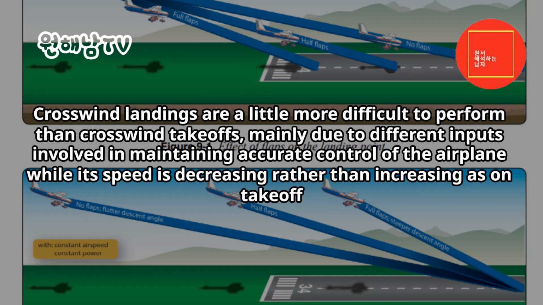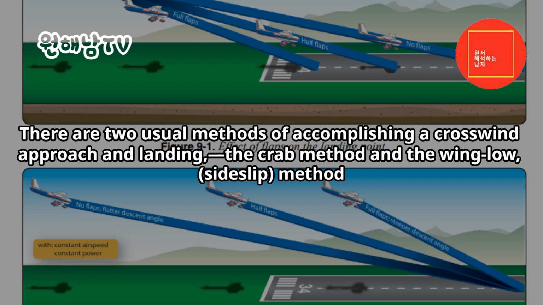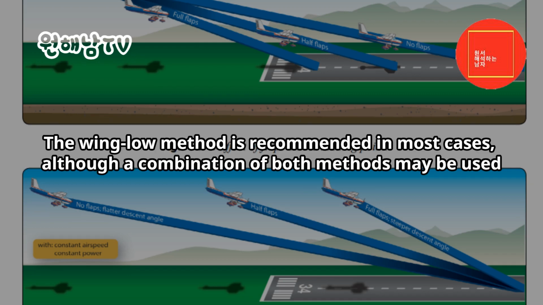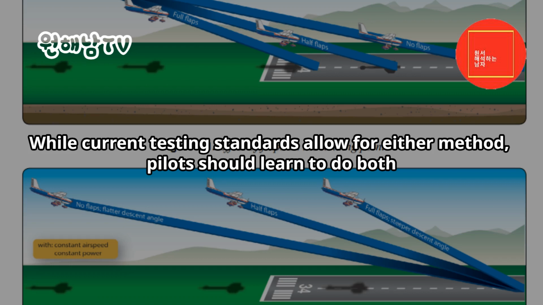Crosswind landings are a little more difficult to perform than crosswind takeoffs, mainly due to different inputs involved in maintaining accurate control of the airplane while its speed is decreasing rather than increasing as on takeoff. There are two usual methods of accomplishing a crosswind approach and landing: the crab method and the wing-low, sideslip method. Although the crab method may be easier for the pilot to maintain during final approach, it requires judgment and precise timing when removing the crab immediately prior to touchdown. The wing-low method is recommended in most cases, although a combination of both methods may be used. While current testing standards allow for either method, pilots should learn to do both.